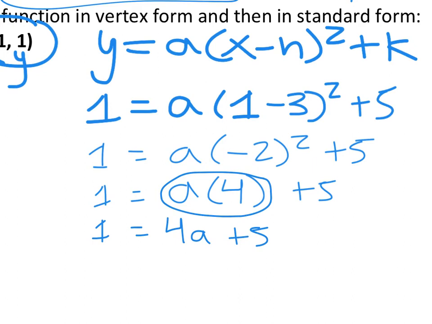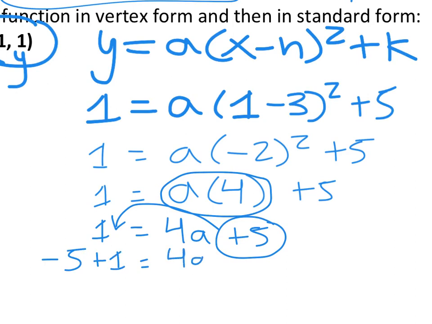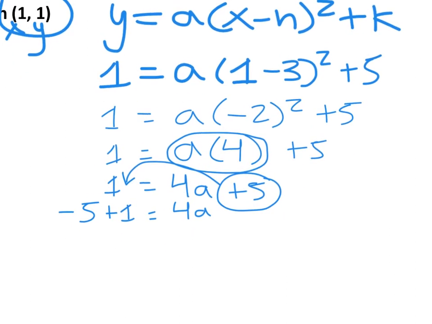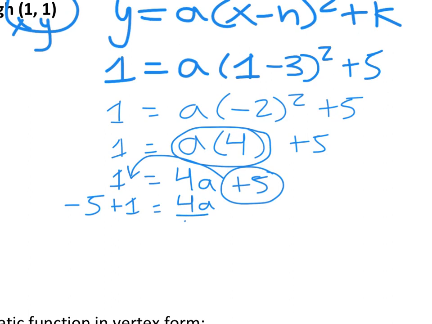And now I'm going to use opposite operations to solve. So that means I'm going to take this 5, bring it over to isolate for that a. Then it becomes negative 5 and a positive 1. I got the 4a isolated now. Then I'm going to divide both sides by 4. So right now I've got negative 5 plus 1, which is negative 4 divided by 4. And that ends up being negative 1.